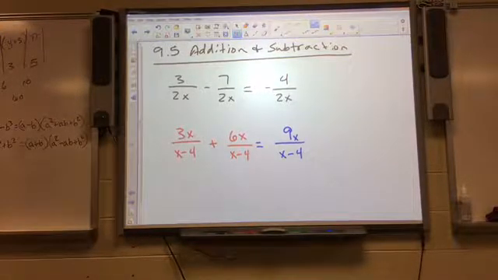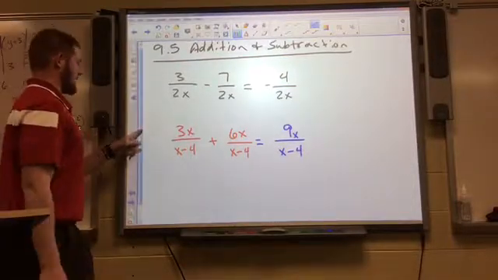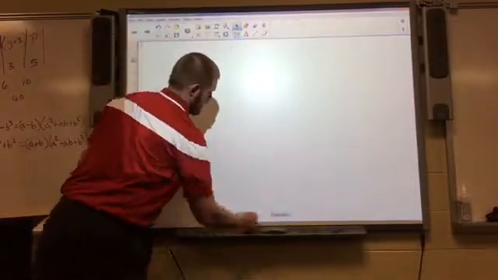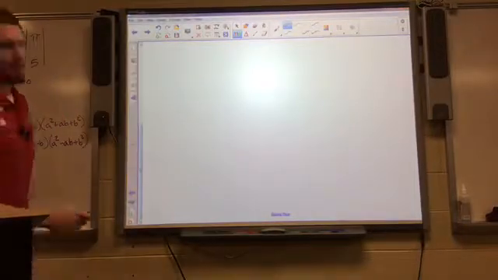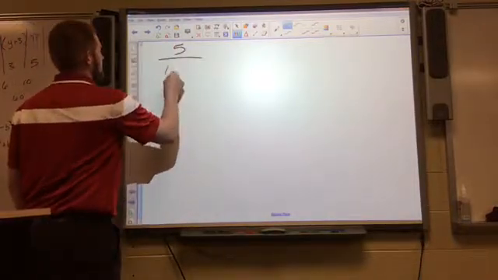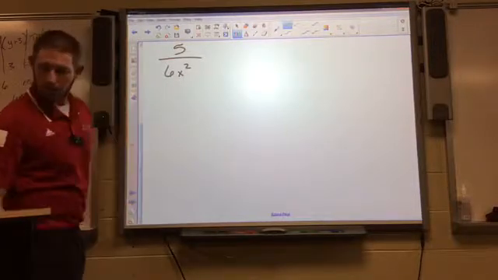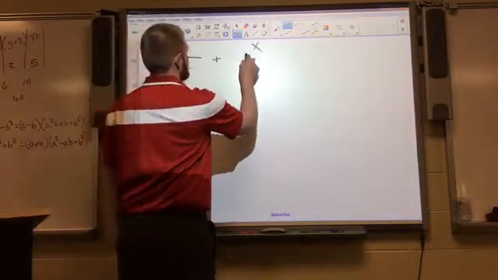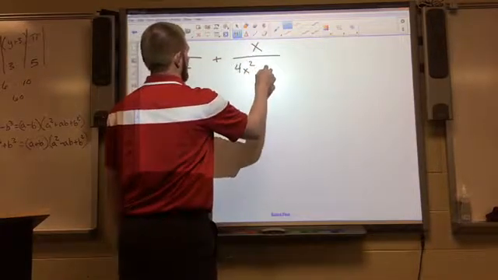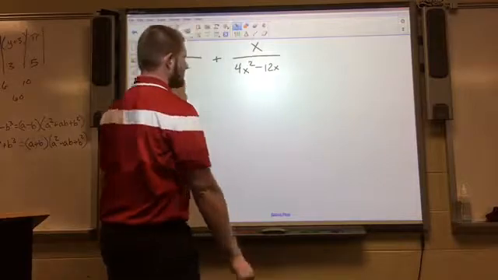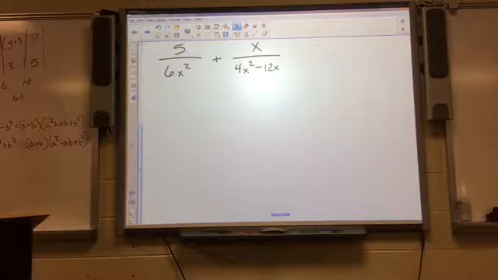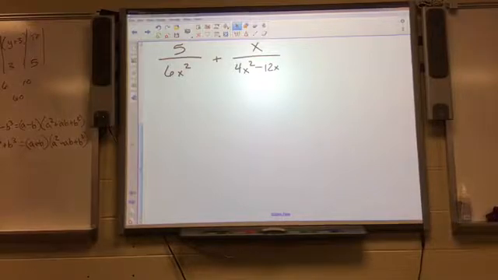Okay, the challenge comes in example 2 when that's not the case. So let's take a look at example 2. I'll do that exact one, and then we'll do another one. So what they give us is 5 over 6x squared plus x over 4x squared minus 12x. Pretty obvious the denominators are not the same, right? So what we have to try to do first is figure out what the common denominator is.